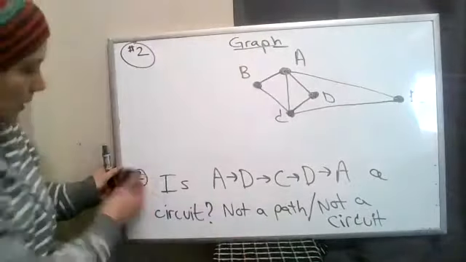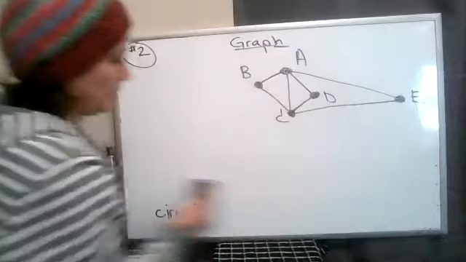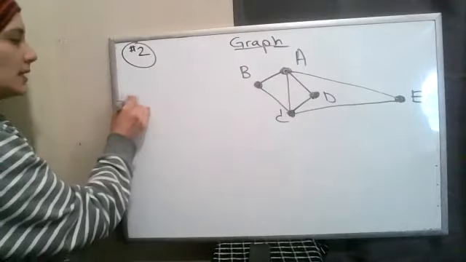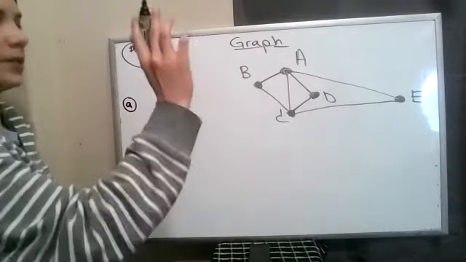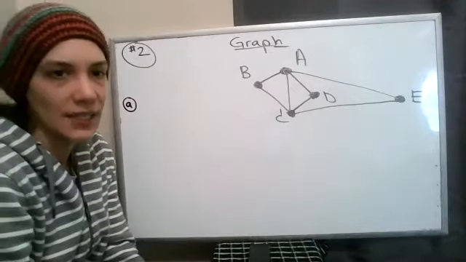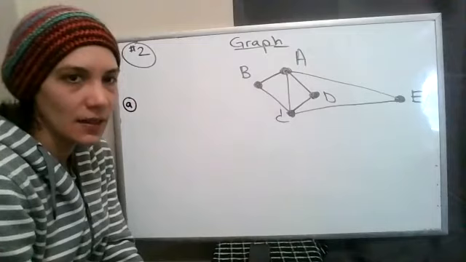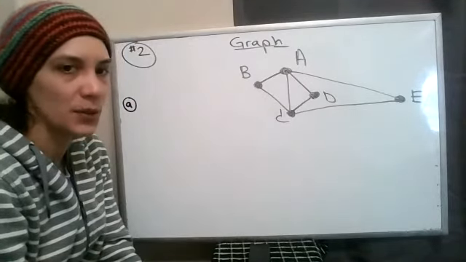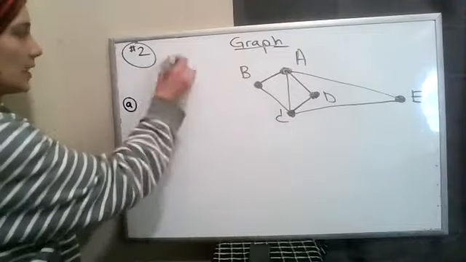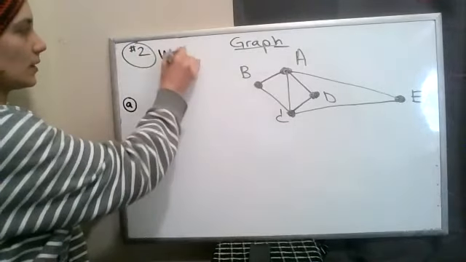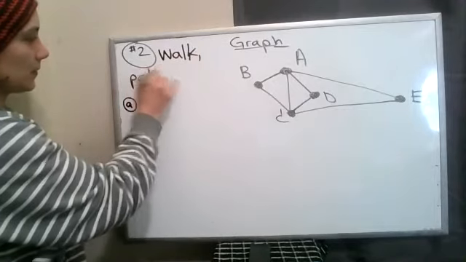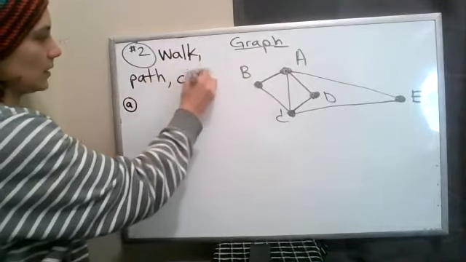I'm going to ask a question. Number 2, part A. Is the following a walk, path, circuit, or neither?